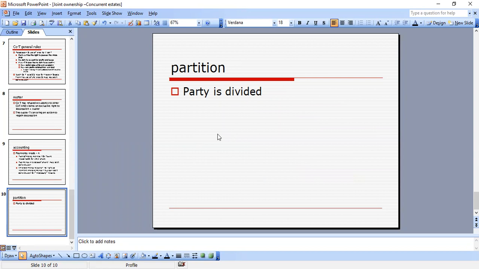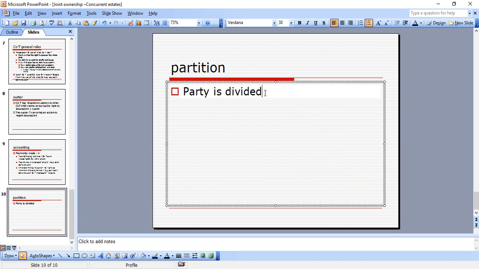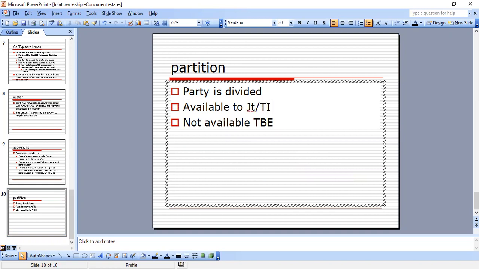And a partition is not available to a tenancy by the entirety, only joint. Let's write that down. Available to JTs, not available to a TBE, a tenancy by the entirety, which we talked about. Only joint tenants, and also available for tenants in common, TIC. And that's partition. So that's where they cut a piece of the land.